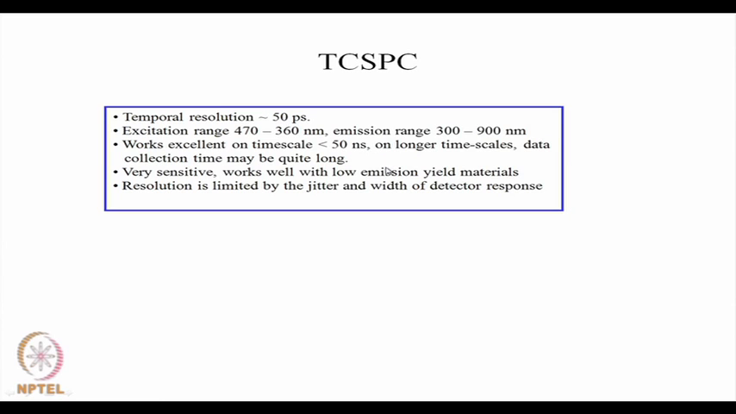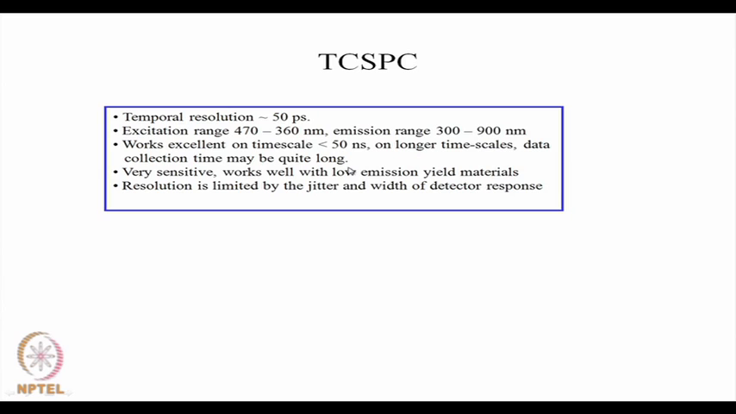TCSPC temporal resolution is of the order of 50 picosecond. It is not limited like single shot photoluminescence, where the resolution is 20 nanosecond, but here its temporal resolution is 50 picosecond. Its excitation range can be 470 to 360, emission range can be 300 to 900, and nowadays different sources are available by which you can excite at somewhat longer wavelengths. It works excellently on time scales less than 50 nanosecond, and on longer time scales data collection time may be quite long.